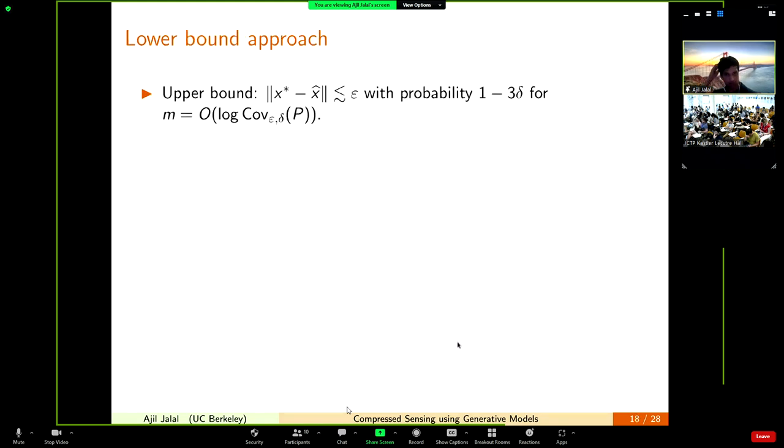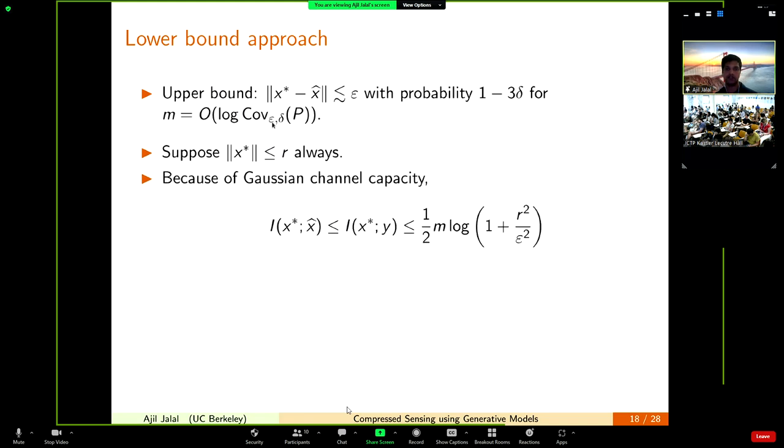It's a per instance lower bound. And our approach to showing this lower bound is purely information theoretic. So recall that the upper bound said that if you want to get epsilon close with probability 1 minus 3 delta, the number of measurements you need is log of the epsilon delta covering number. And if you want to show the lower bound, you should think of this whole process as being a Gaussian channel. So the mutual information between X star, which is the ground truth image, and X hat, which is the reconstructed image, is at most the mutual information between X star and Y. This first inequality is via the data processing inequality.